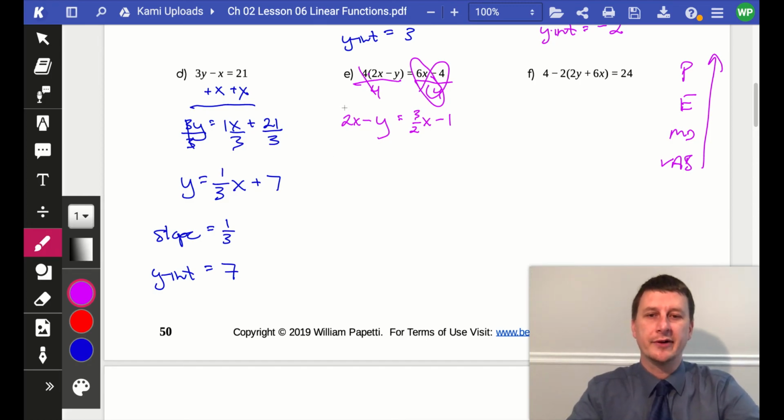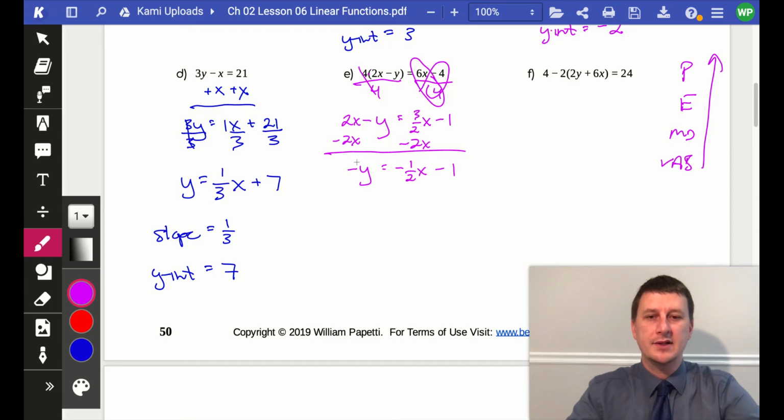Now I want to do some rearranging. I want to move all my x's to one side, so I'll subtract that 2x on both sides. I'll be left with a negative y is equal to, well, this is 1.5 minus 2, so this is going to be negative 1/2 x minus 1.